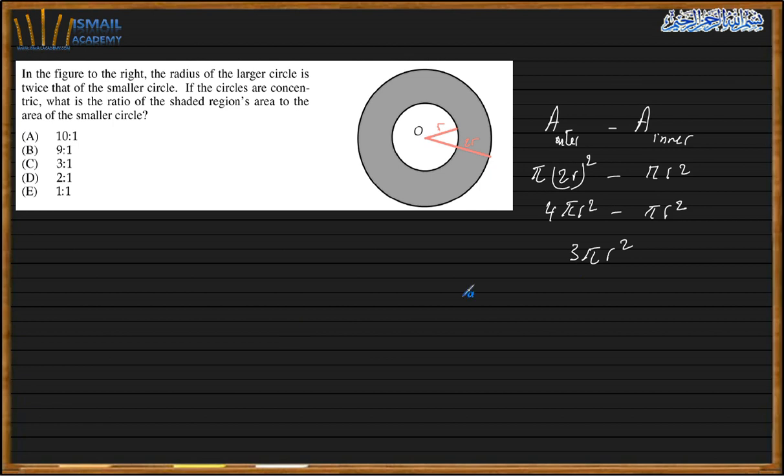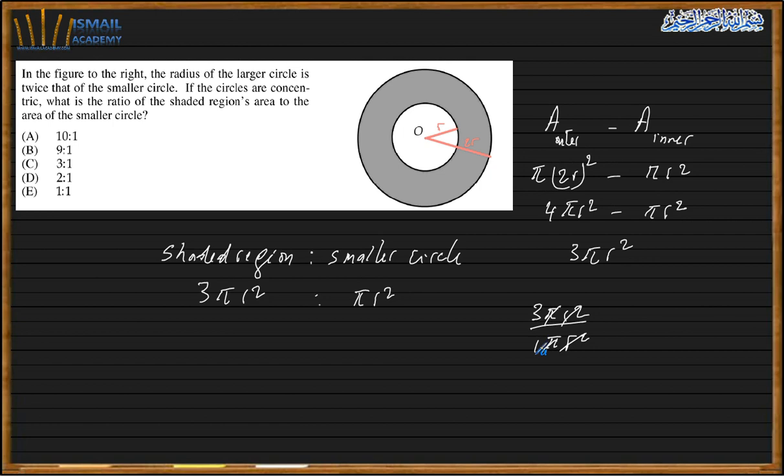So the shaded region is 3 pi r squared. The small circle is pi r squared. So this cancels out, this cancels out. What's left is 1. So 3 over 1, which is 3. That's the answer to this question.